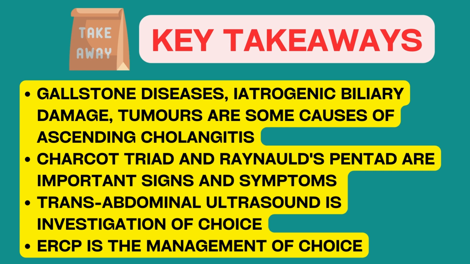Gallstone disease, iatrogenic biliary damage and tumors are some of the causes of cholangitis. Fever, pain in the right upper quadrant, and jaundice are Charcot's triad of cholangitis symptoms. Rigors, hypotension, disorientation, and tachycardia are symptoms indicating a systemic infection that may be present, and these clusters are called Reynolds' pentad. A dilated common bile duct on transabdominal ultrasonography may indicate the presence of gallstones. ERCP is the investigative and management technique of choice.